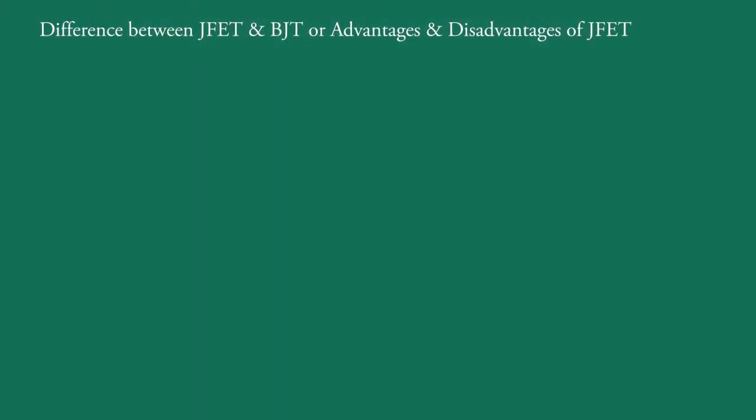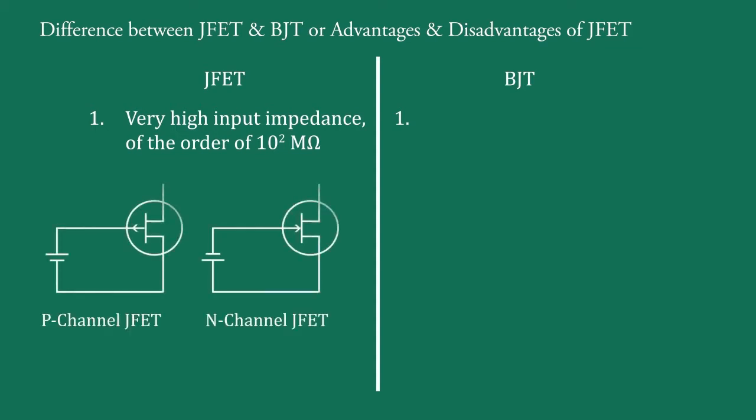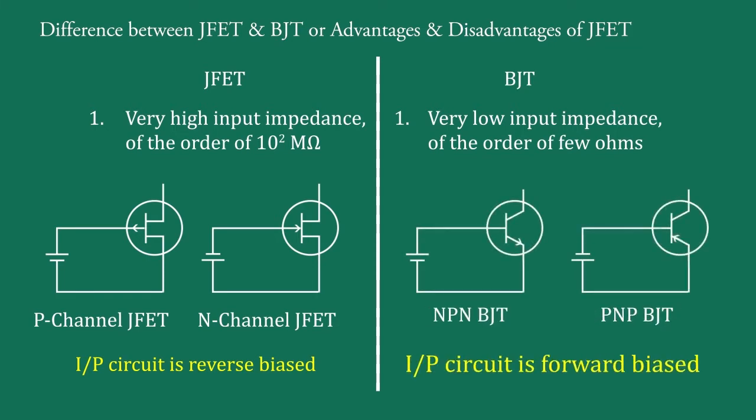In this video, we will discuss the difference between JFET and BJT, or the advantages and disadvantages of JFET. 1. JFET has very high input impedance, of the order of 10^2 megaohm, because the input circuit is reverse biased, so it shows a very high degree of isolation between input and output, while BJT has very low input impedance, of the order of a few ohms, because the input circuit is forward biased.